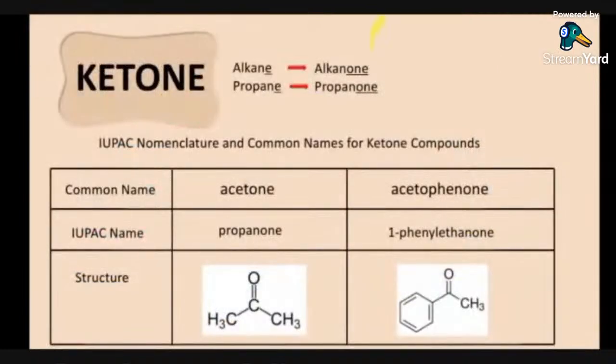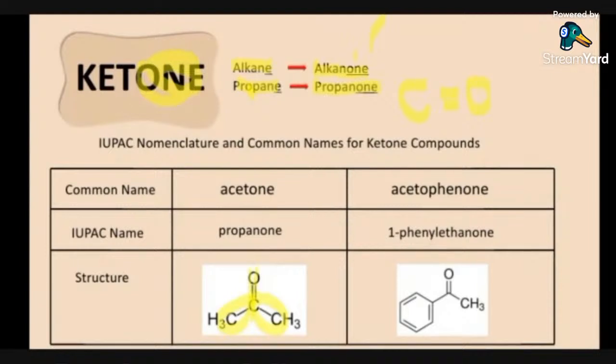So we look at ketone. Alkane turns to alkanone, and propane turns to propanone. The one at the back we take from this ketone, ONE. And we take a look at IUPAC nomenclature and common name for ketone compounds. First, acetone. The IUPAC name is propanone. The structure will be C double bond O attached to C and C, because for ketone, C double bond O must be in between carbons.